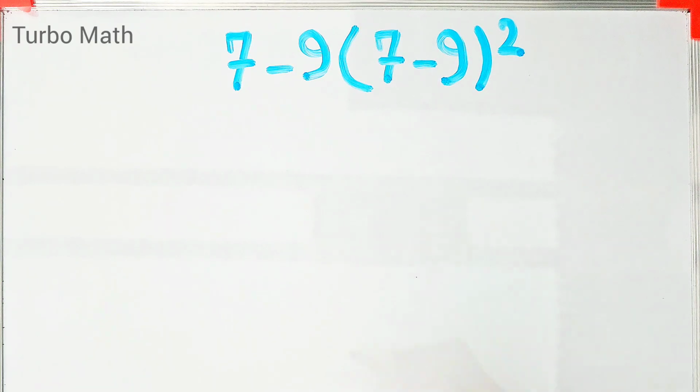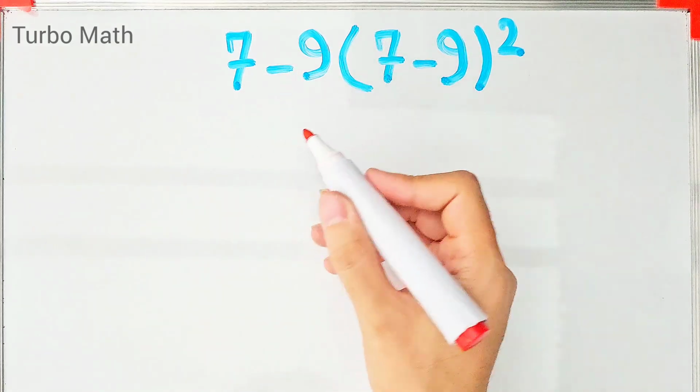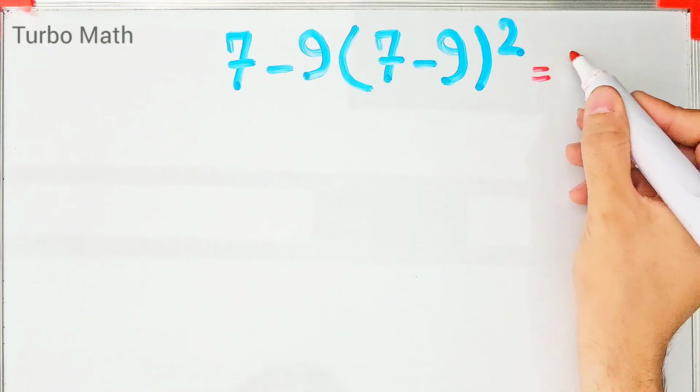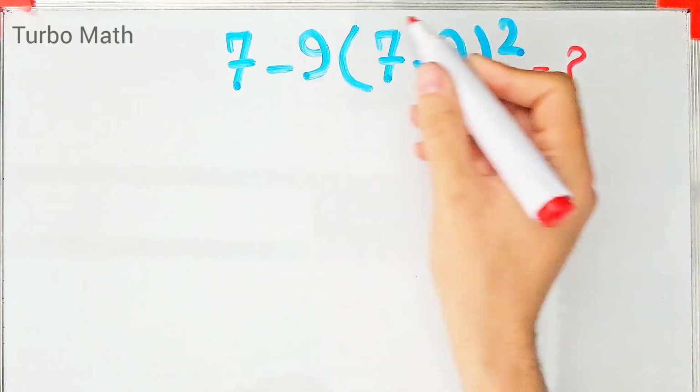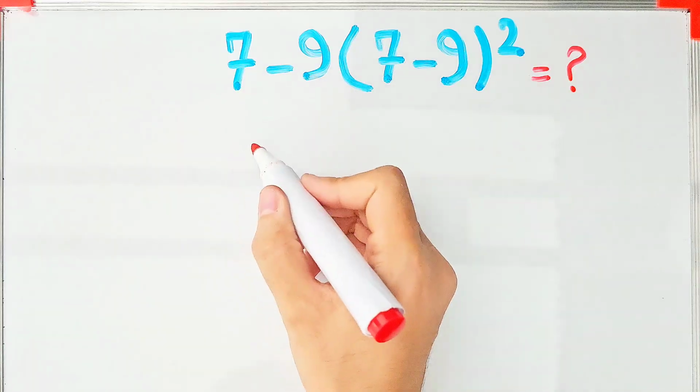7 minus 9 then times (7 minus 9) to the power of 2. What is the answer of this question? Can you solve it? In the wrong way of solving this question, some people start from the left and simplify.